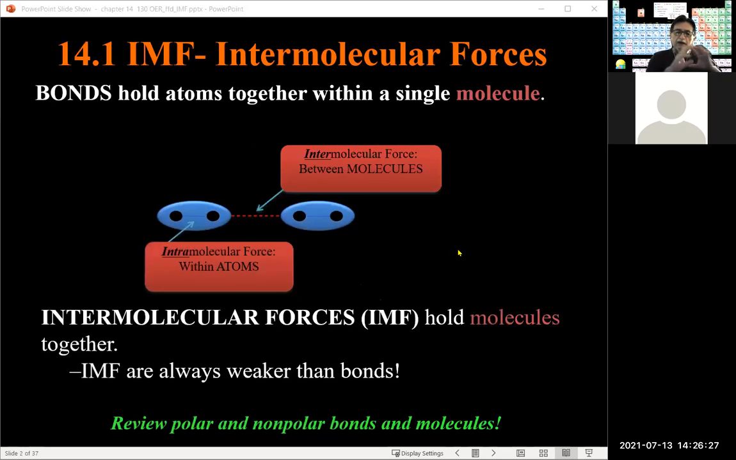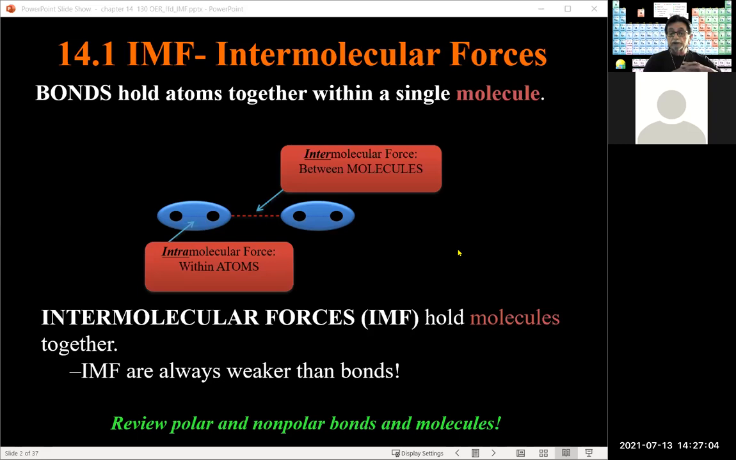Okay, this diagram here kind of distinguishes between the two. The intermolecular forces, here's 2 molecules, 2 diatomic molecules. The intermolecular forces are denoted by the dashed line and how molecules interact with each other, versus the intramolecular forces, and those are the bonds within the compound, okay? Now, intermolecular forces hold molecules together. Now, they're not bonds, they're forces.